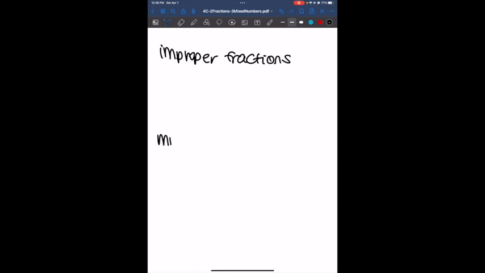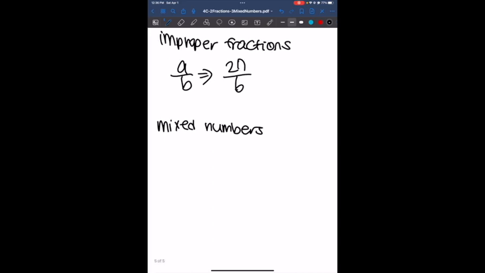Before we go into mixed numbers, we want to talk about improper fractions and mixed numbers. Improper fractions are in the form a over b, like 27 over 6. The numerator is usually bigger than the denominator. As for mixed numbers, we have a whole number and then a fraction. The fraction is not yet a whole number, it's not greater than 1, but we have a whole number in front.